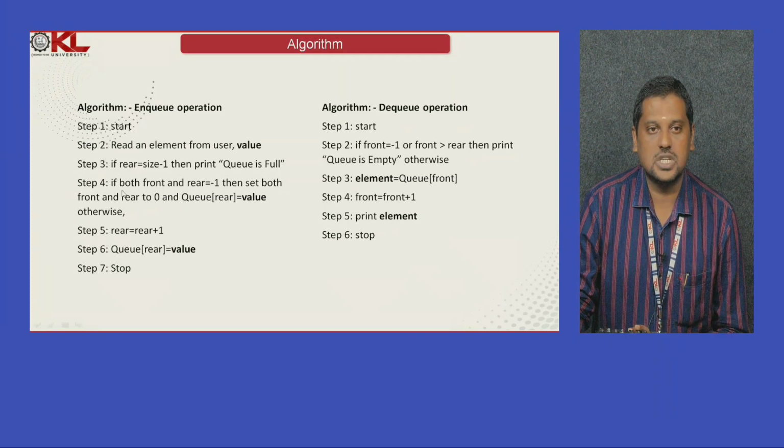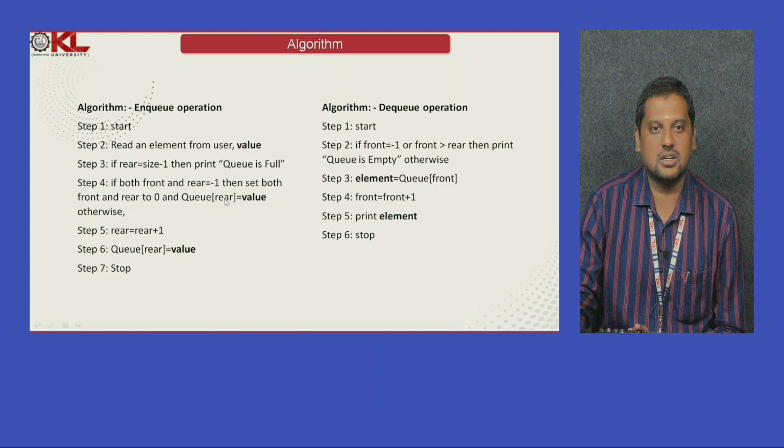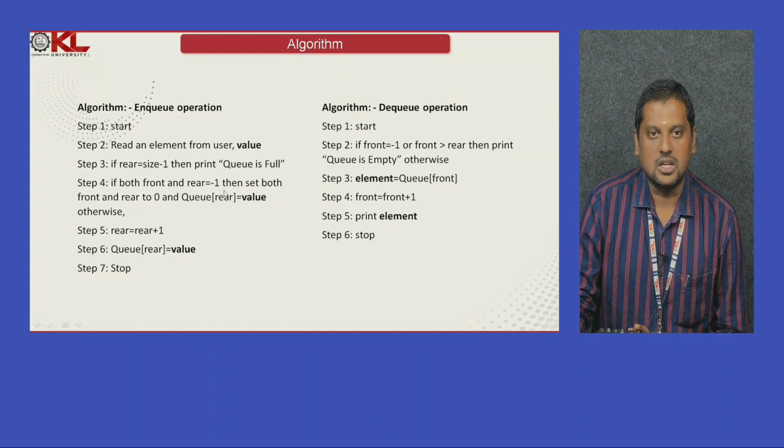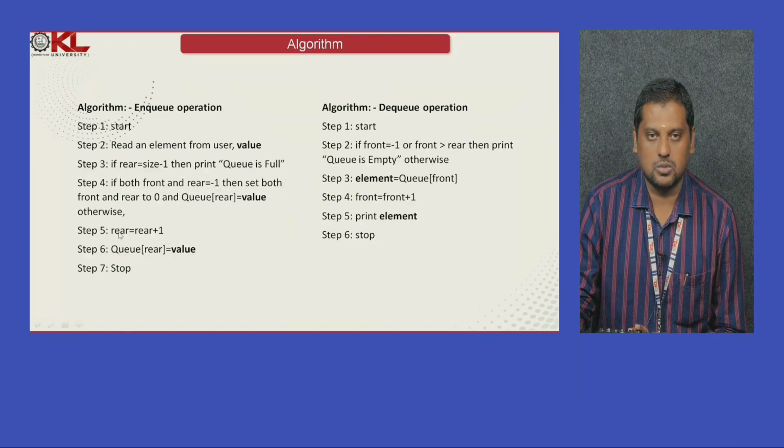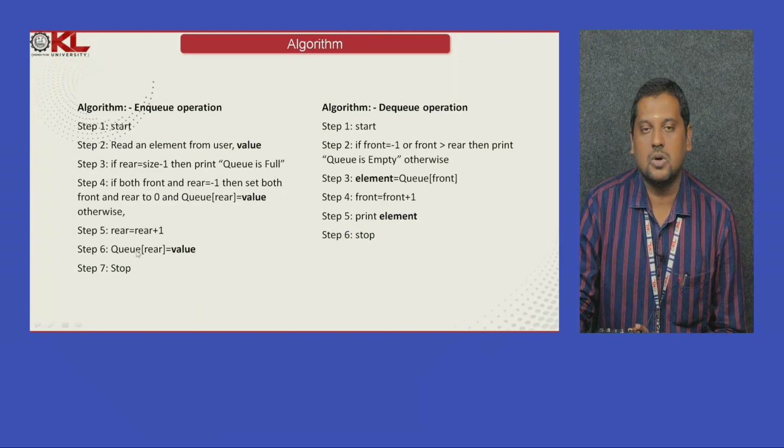If not, we check another condition: if both front and rear values are -1, it means that there is no element in the Queue. So we set both front and rear values to 0, and after setting them, we assign the input value to the Queue array. Otherwise, what do we do? Simply increment the rear value by 1, assign the input value in the Queue and stop the process.